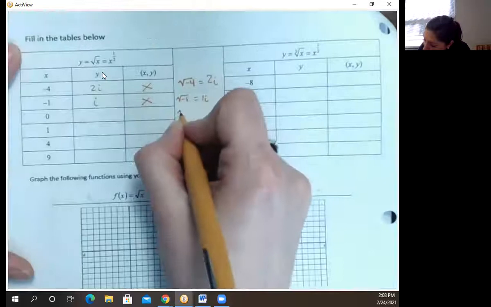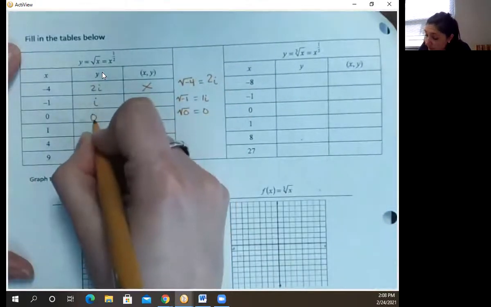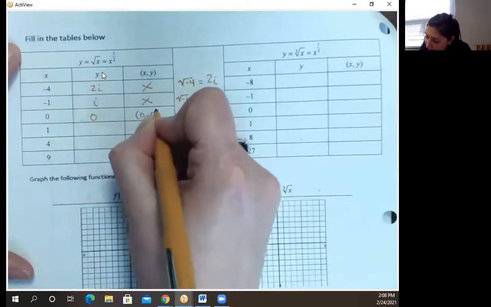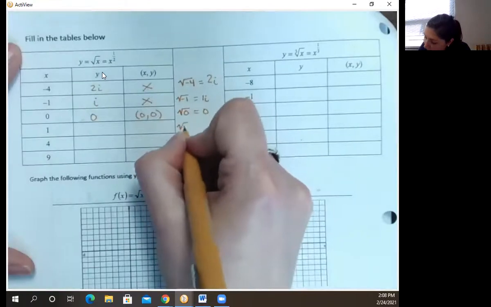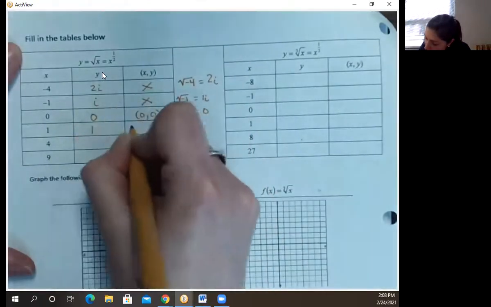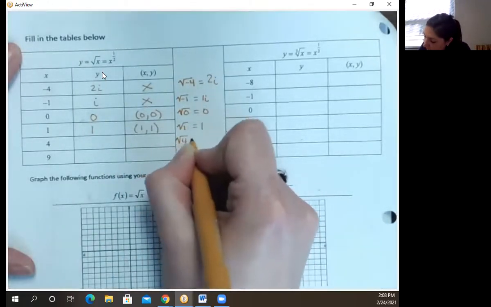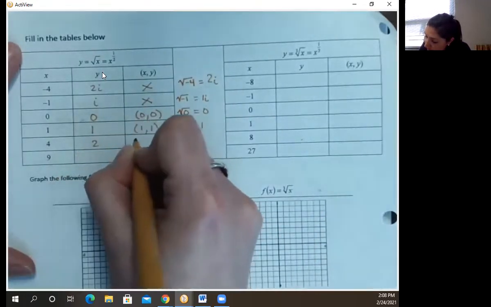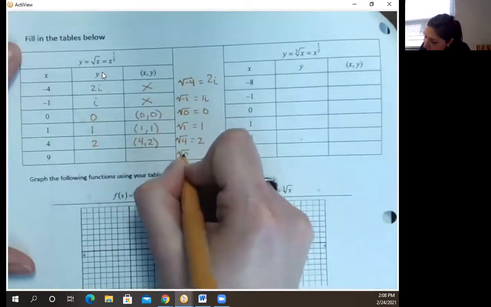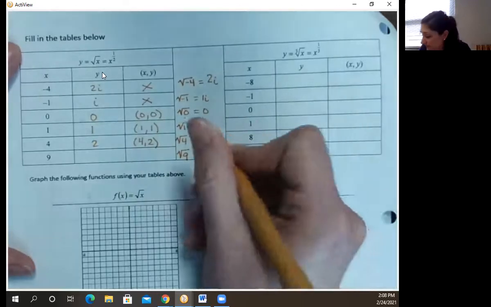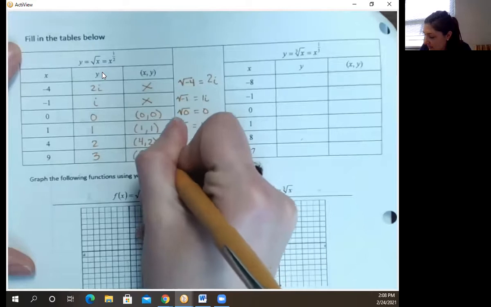When I plug in 0, square root of 0 is 0. So now that I have a real value for y, I have a point that I can plot. Same with 1, the square root of 1 would be 1. So I would have the point 1, 1. The square root of 4 gives me 2. So I would have the point 4, 2. And then our last value here that we're going to plug in for x is 9. The square root of 9 is 3. So I would have the point 9, 3 in my graph.